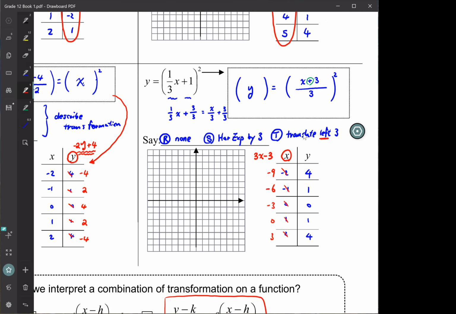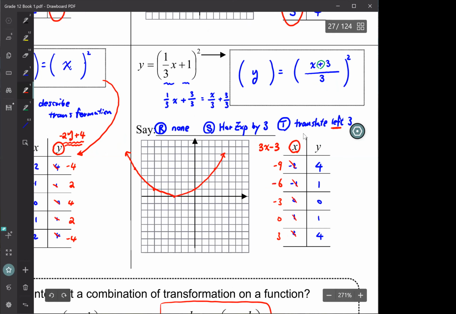-9 will be here, on up to 4, -6, and then 1, -3, 0, right? 0, 1, and then 3, 4. Okay, any questions? Okay, so far, if we compare, once again, compare with the original, right?